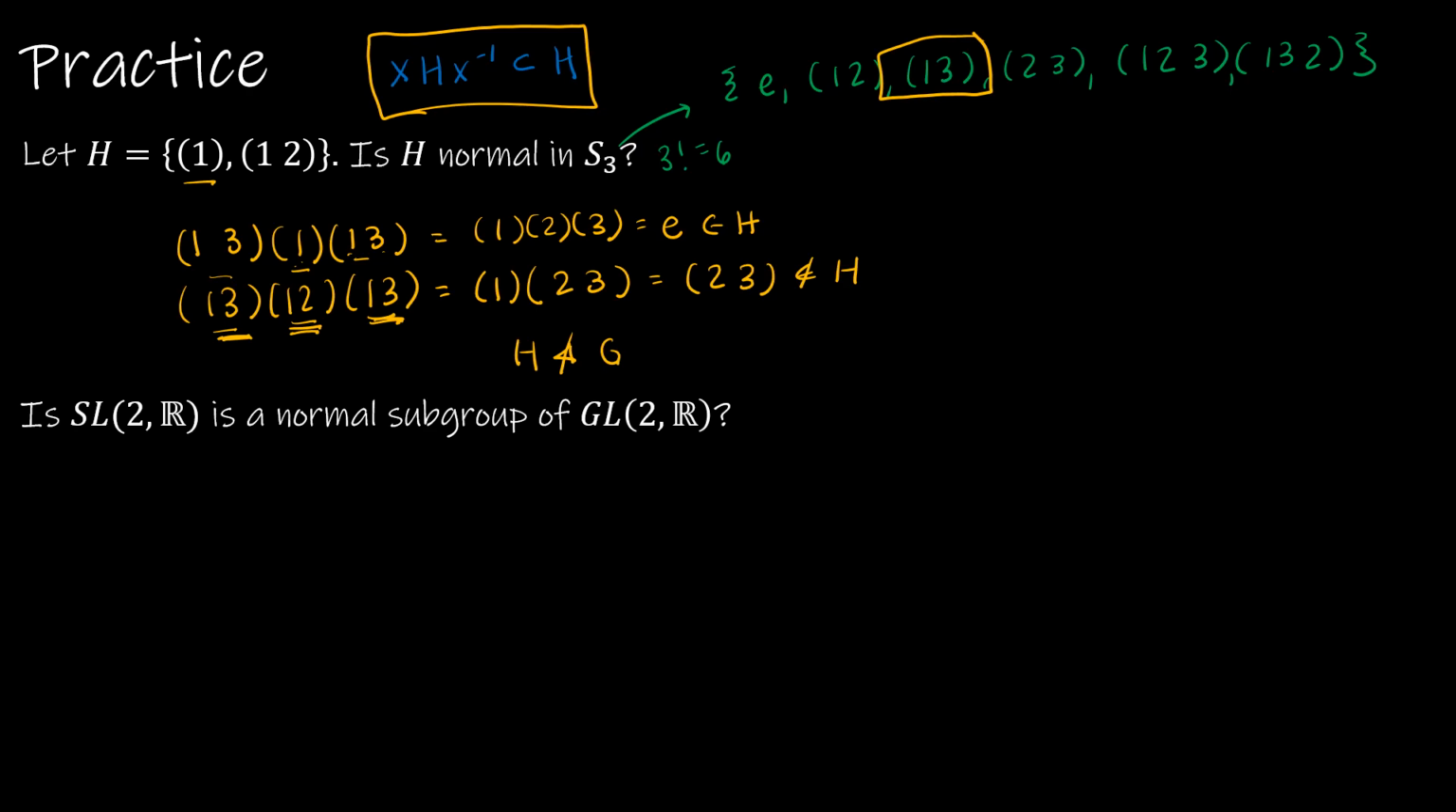H is not a normal subgroup of G, or S3. Looking at the other example, I have SL2(R). Is that a normal subgroup of GL2(R)? If you'll recall, this is the 2 by 2 matrices where the determinant is equal to 1, and this is just the 2 by 2 matrices. So is it true that this is going to be a normal subgroup? How do I know? Well, let x be some element in the general linear group, GL2(R), and H be some element in SL2(R).